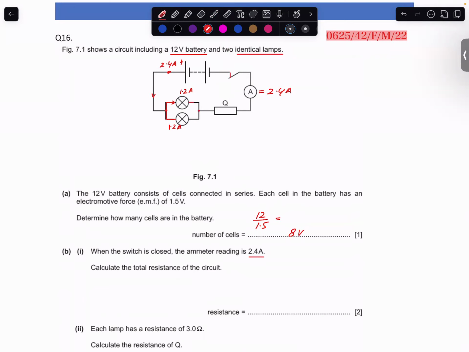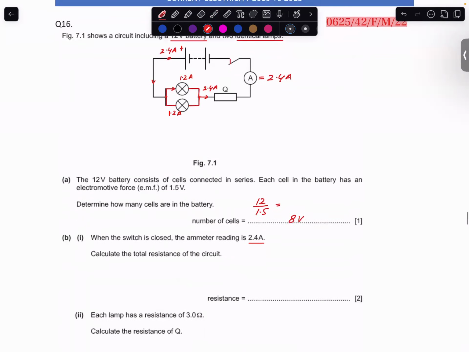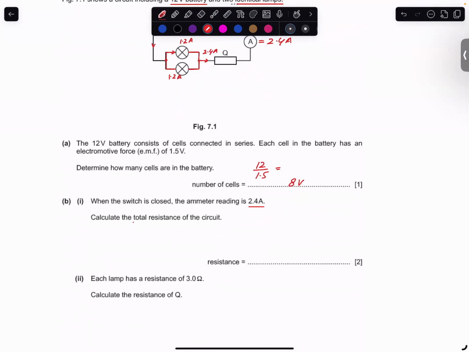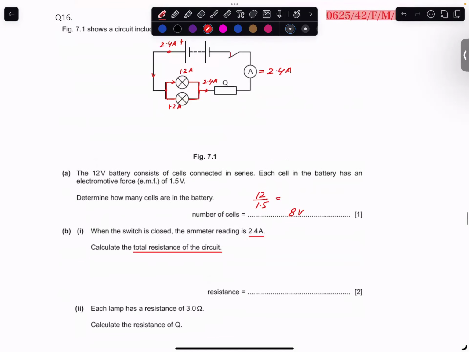At this point, again, what will happen? The current will have the total value, that is 2.4 ampere. This is just for your knowledge, as we need this data in this question also. So calculate the total resistance of the circuit. We need to find out the total resistance of the circuit.